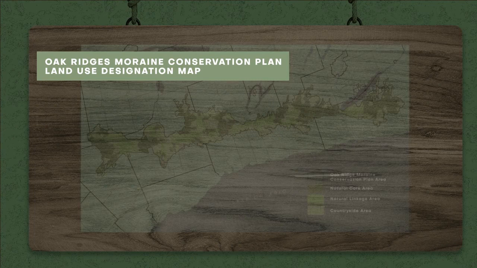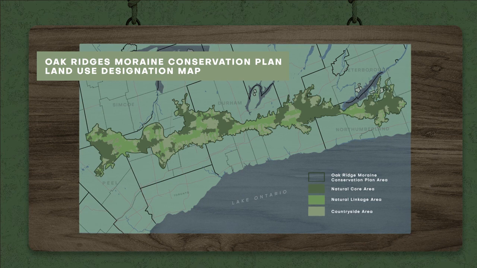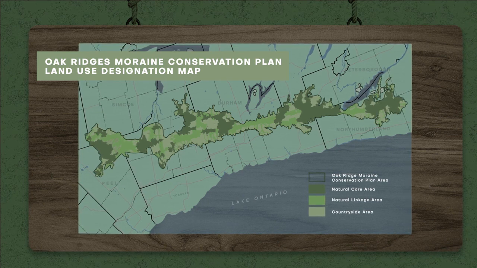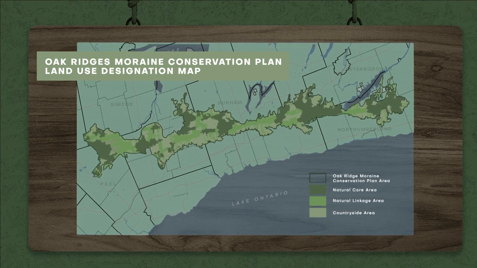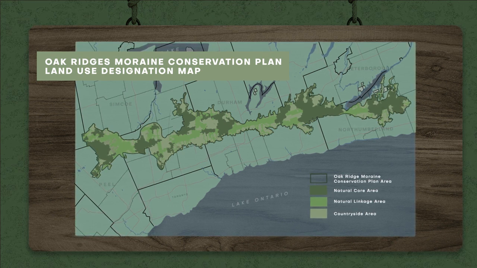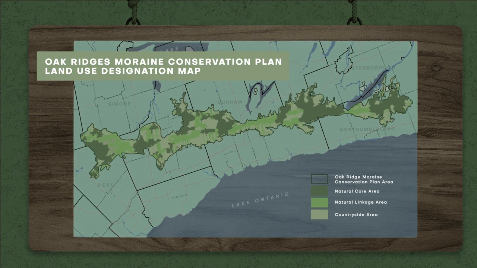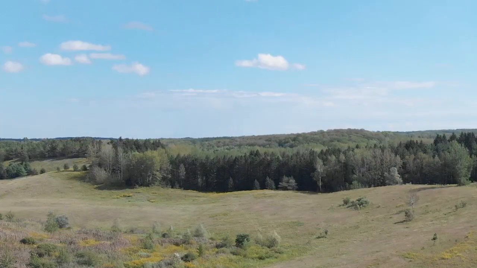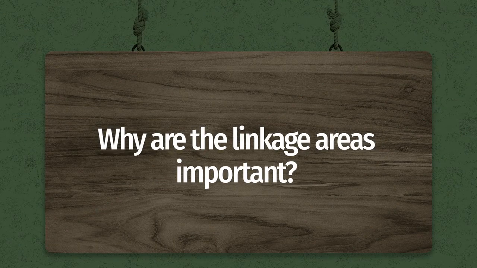What's interesting is that that first iteration had only 4% of the area in linkage or connections. That's connections between core natural areas. By the time the actual plan was done, because of conservation biology and the importance of science being applied to planning, that increased to a natural core area of 38% in the moraine. The natural linkage increased to 24%. That's because these biologists in the Ministry of Natural Resources were pushing for 1 to 3 kilometer wide linkage areas. Why are the linkage areas important?